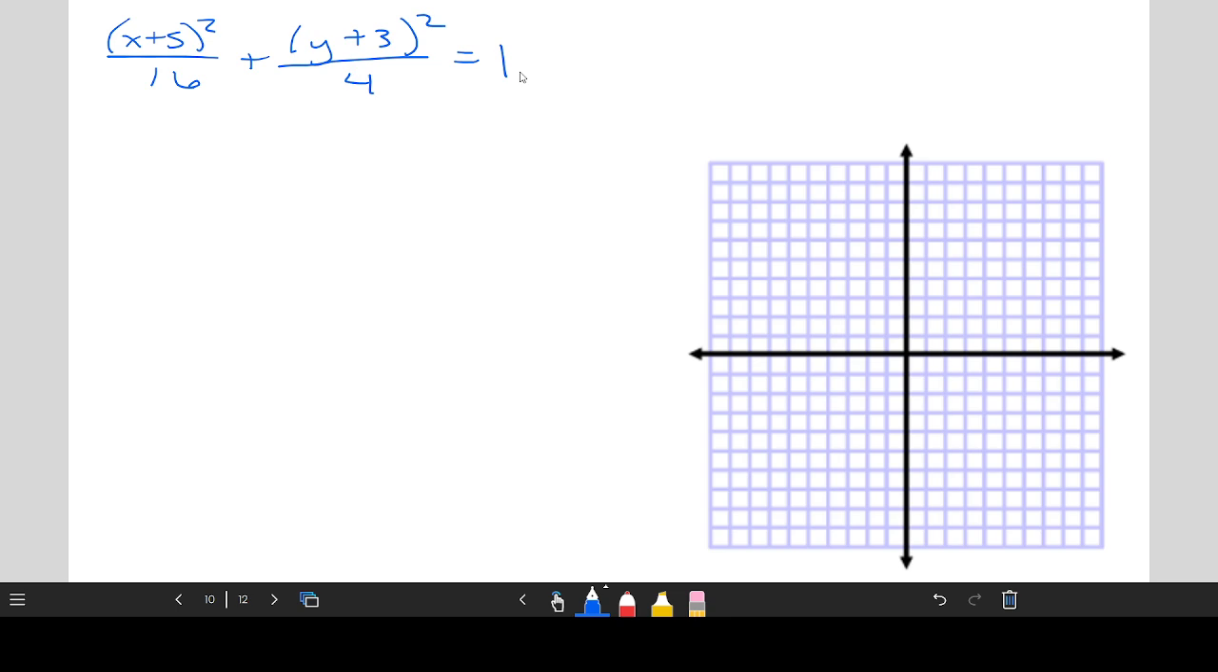And so now we can find the values a and b as we identified them in our ellipse equation. So a squared is 16. Since 16 is larger than 4, 16 is a squared, so a is 4. And b squared is 4, so b is 2. And we can identify our center from the numerators. The formula has subtraction. We have addition here, so we're going to have negative coordinates for the center. So negative 5, negative 3.